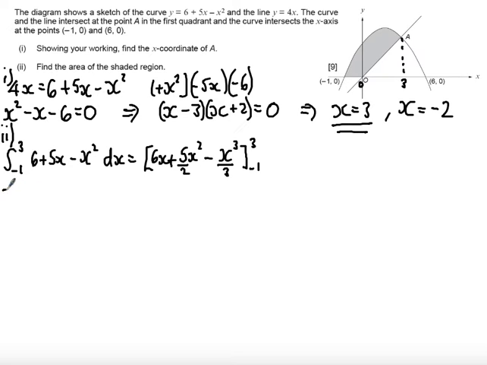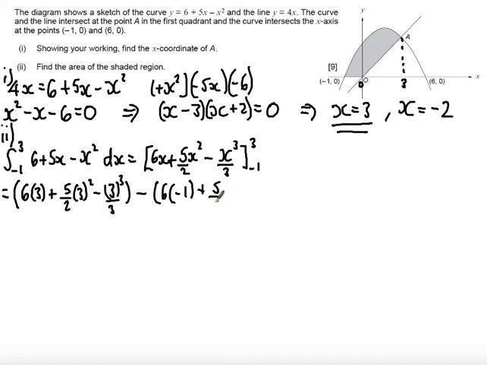Now I'm just going to go into the next line so I can show the substitution in full in one step. So I get 6 times 3 plus 5 over 2 times 3 squared minus 3 cubed over 3, take away 6 lots of minus 1 plus 5 over 2 times minus 1 squared minus minus 1 cubed over 3.